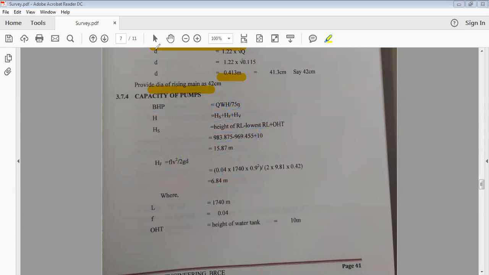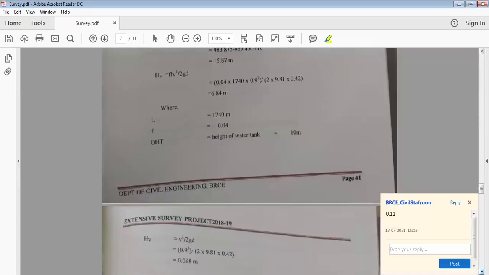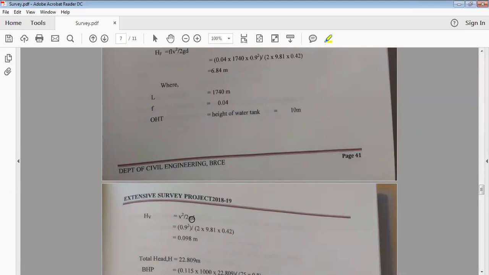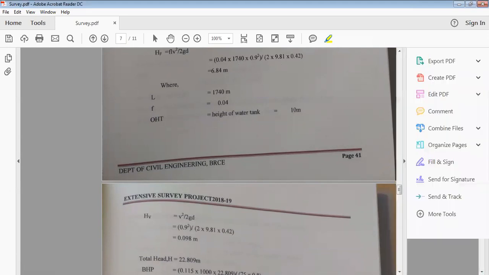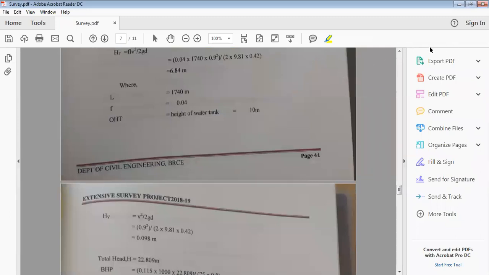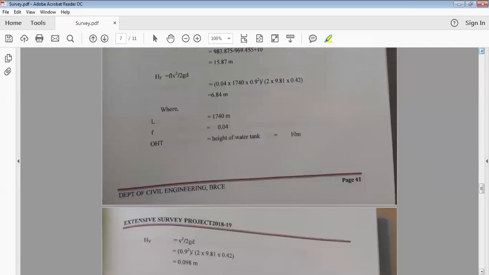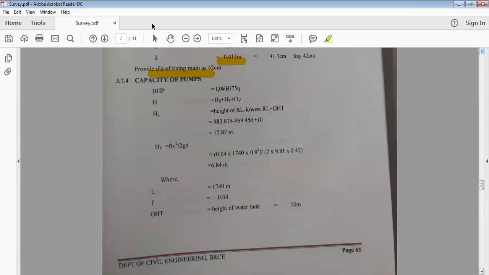Next is your main thing. This HV we calculate using this formula. Velocity head is V square by 2g, and you have to substitute here. This is the potential energy, this is the head loss due to friction, and this is the total head. All three are very important to make water flow through pipes.